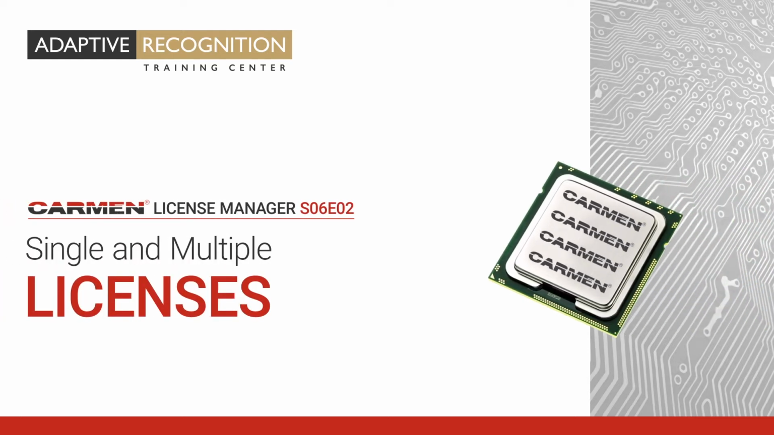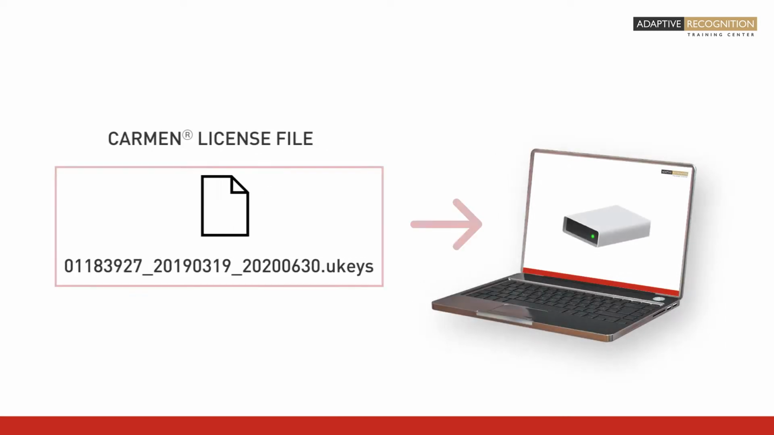Understanding Single and Multiple Licenses. Carmen licenses are supplied to you by ARH in the license file, which is a simple text file, the extension of which is .ukey or .ukeys. Make sure that the license file has been downloaded onto your computer.